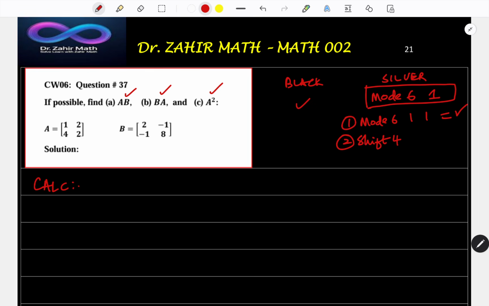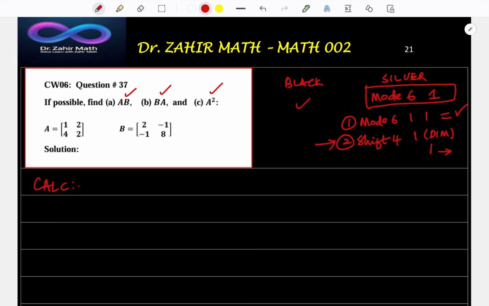You should go shift 4 and then you should press 1, which is dim. So press 1 and from there you choose matrix 1. Then you press number 1 or 2 like that. So this is the step you have to go for the silver color calculator. So this is the difference, keep in your mind.